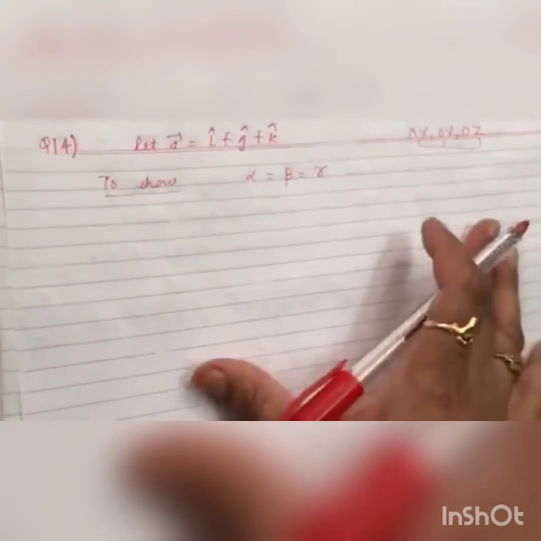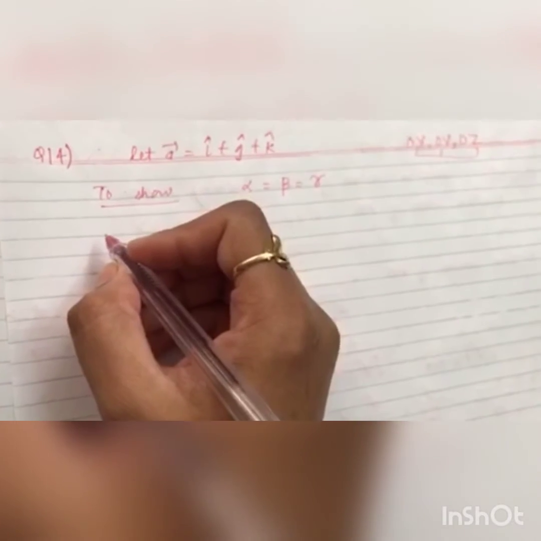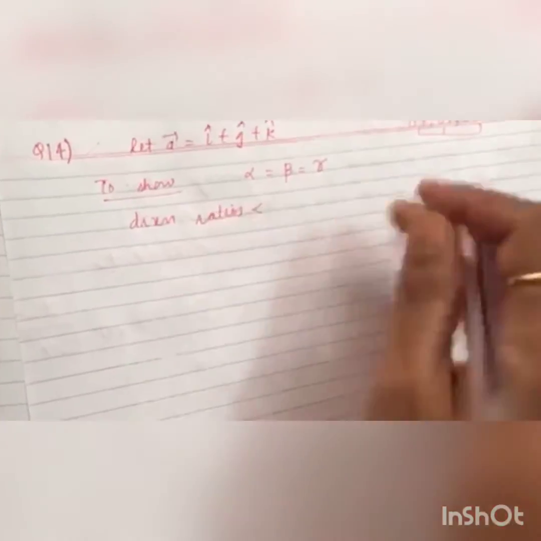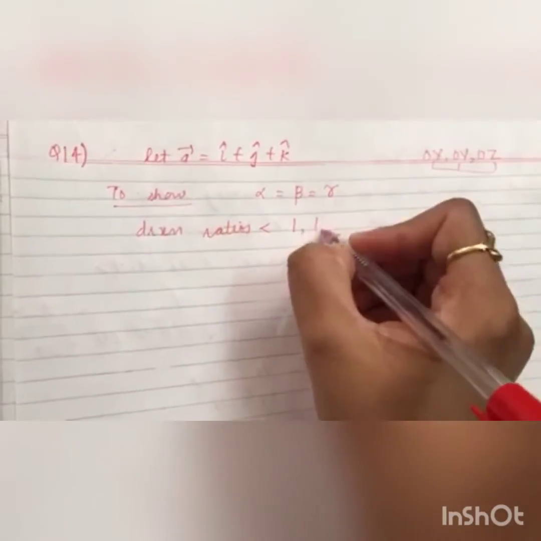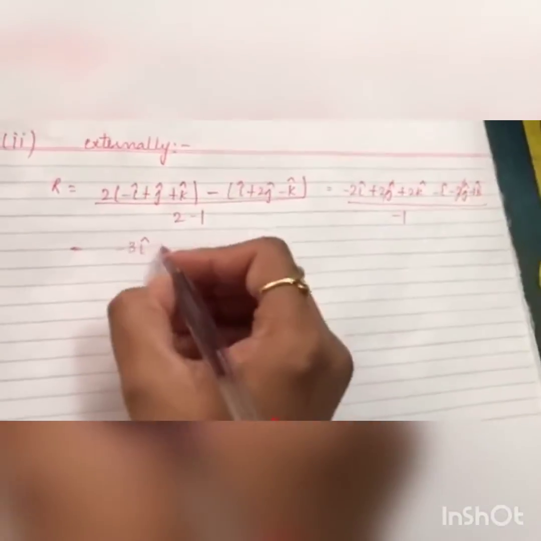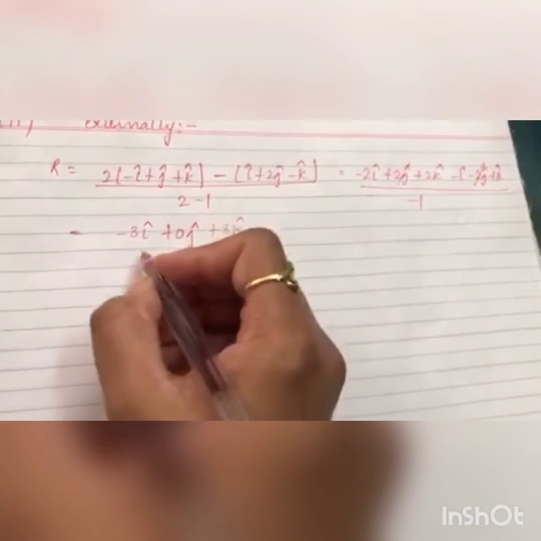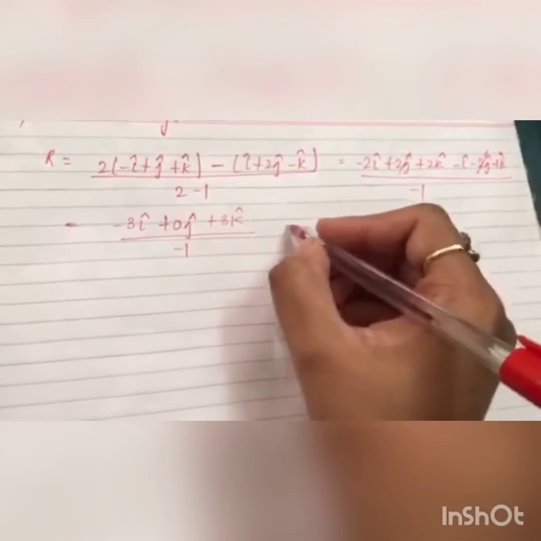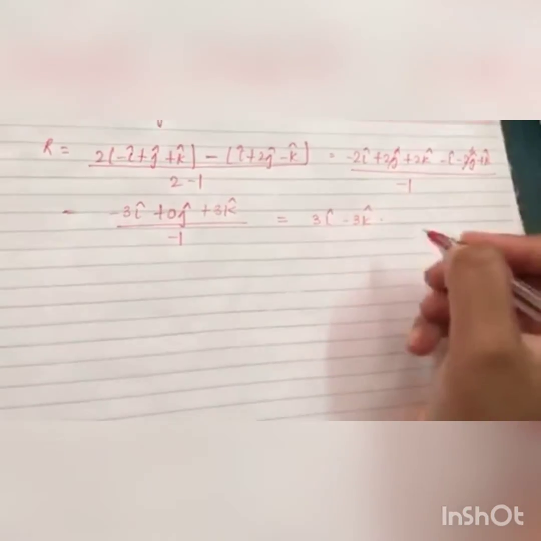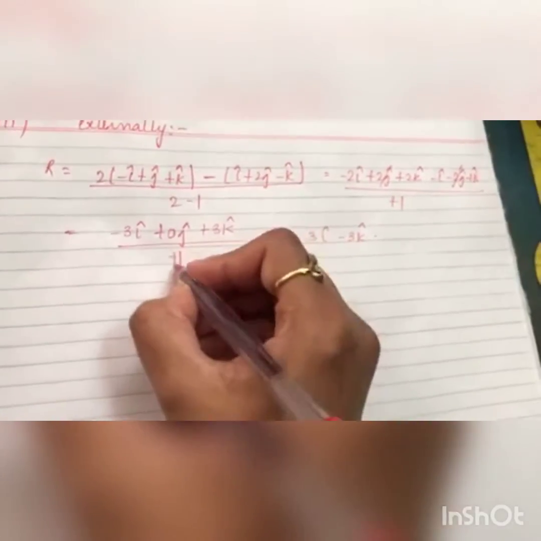That means we are to show that a equal to b equal to alpha equal to beta equal to gamma. So for this we need to find direction cosines. First of all, direction ratios. Given our direction ratios, coefficient of i cap, coefficient of j cap, coefficient of k cap. So this is 2j cap minus 2j cap, that means 0j cap. This is 2k cap plus k cap, that means 3k cap divided by minus 1. So negative can be adjusted in the numerator. This becomes 3i cap minus 3k cap. Okay, sorry, this is 2 minus 1. So this is plus 1.